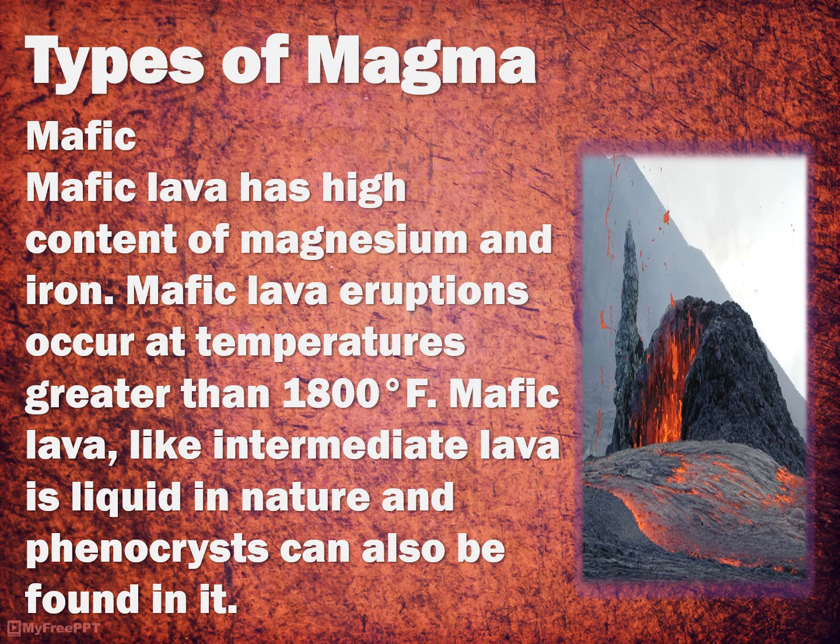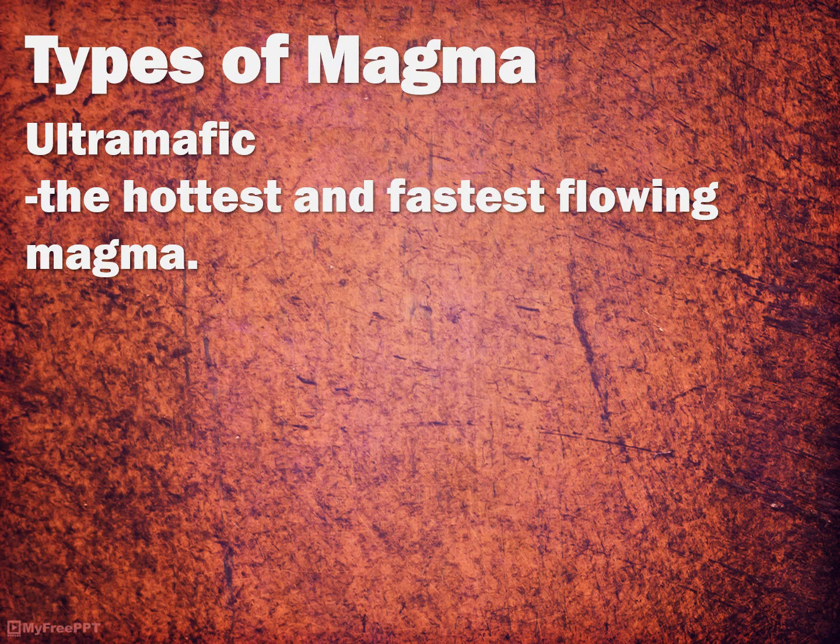Mafic lava eruptions occur at temperatures greater than 1800 degrees Fahrenheit, and mafic lava, like intermediate lava, is liquid in nature and phenocrysts can also be found in it. So just like your intermediate, meron po itong phenocryst and mas liquid po siya, liquid in nature, and it has higher content of your iron and your magnesium. And lastly, our ultramafic, basically ito lang po yung kinoconsider natin as the hottest and the fastest flowing magma, where mas kaunti na naman po ang silica content nito compared to our mafic.